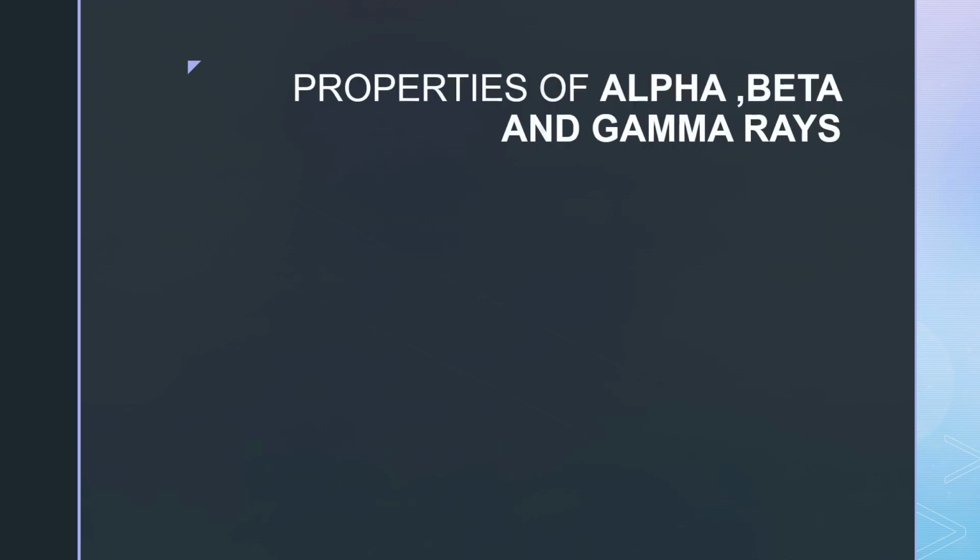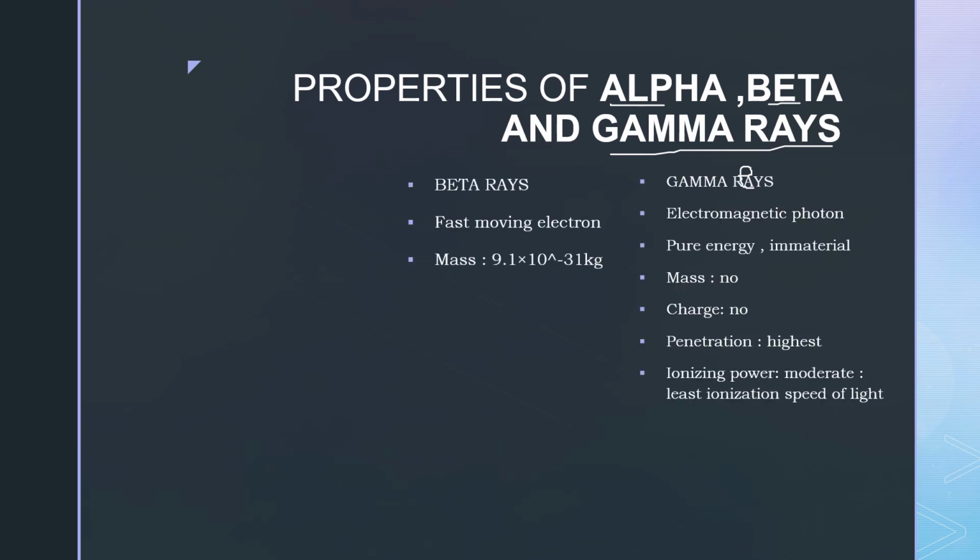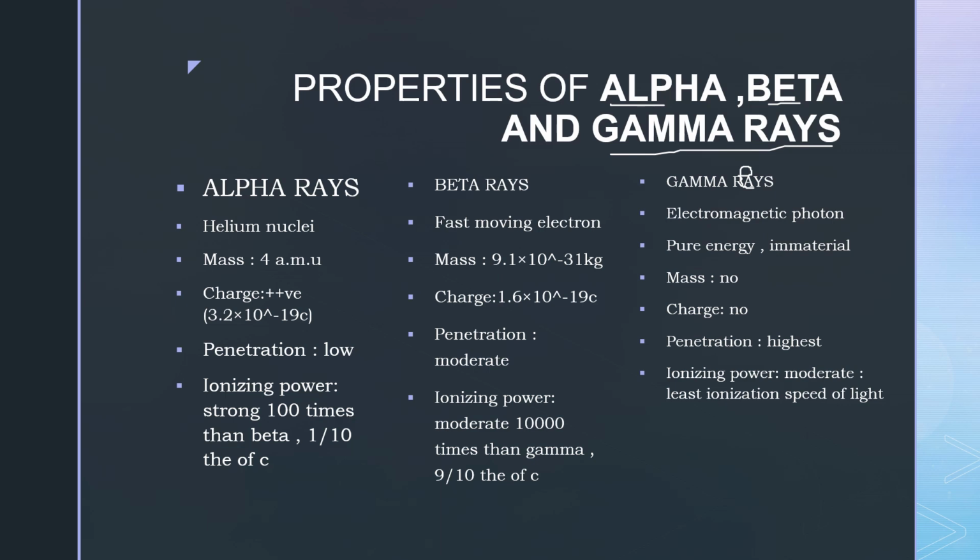Now, how many rays do we get? We get 3 rays: alpha rays, beta rays, and gamma rays in the form of energy. Gamma rays do not have mass, do not have any property, so they are in the form of energy. They are also released, but they cannot be identified. First of all, let's talk about the properties.